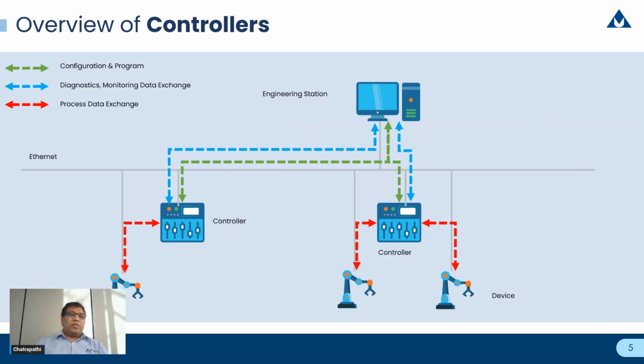So just a typical scenario on how a specific controller is used in the industrial automation setting. Here you can see two controllers, each controlling different devices, and we have an engineering station where these controllers are programmed, and then the configuration data is pushed into the controllers, and the controllers will take care of the rest by running these programs and controlling the devices.